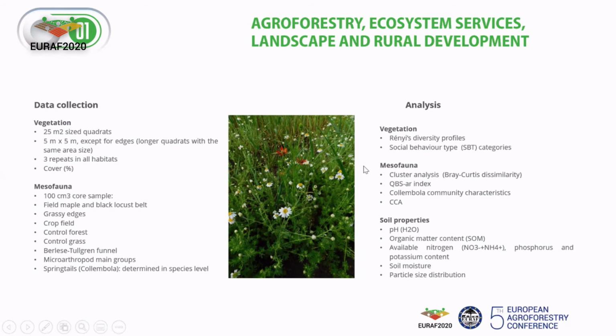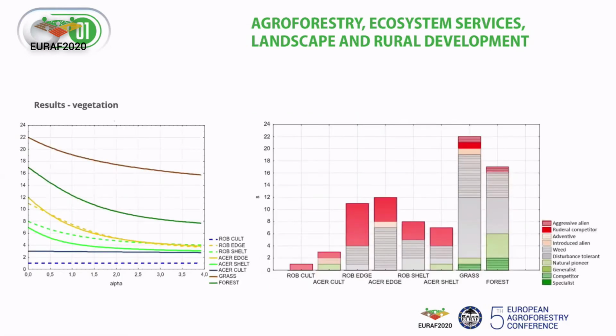For the analysis, we used diversity profiles, social behavior type categories, cluster analysis, correspondence analysis, and the soil biological quality index. Main soil properties also were determined from the soil samples. About the results, the vegetation survey shows that the highest species numbers were found in the control grass and the control forest habitats, while only a few species were found in the cultivated sites.